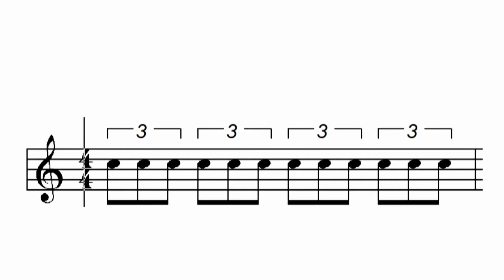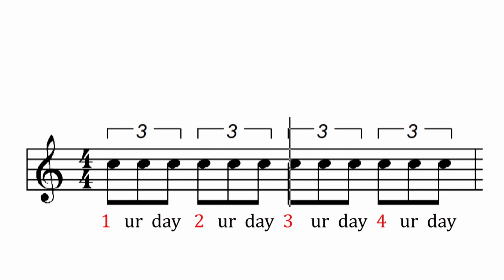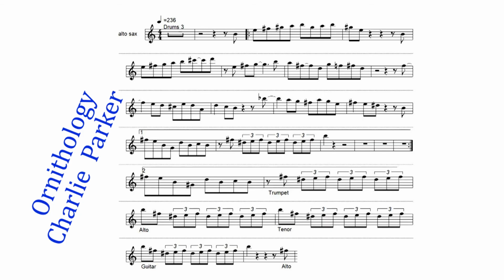If we want to make sure that we know what beat we are on, we could count it as 1 a day, 2 a day, 3 a day, 4 a day, etc. 1 a day, 2 a day, 3 a day, 4 a day. So now let's look at Charlie Parker's song Ornithology.